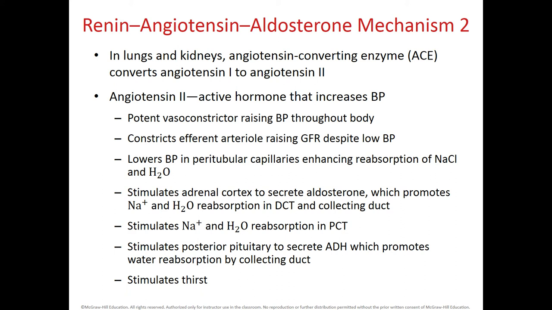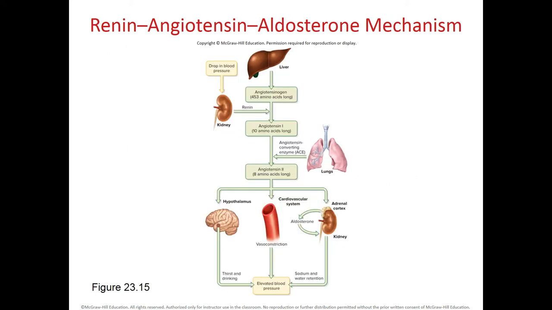This hormone also is going to stimulate the posterior pituitary gland to secrete ADH, so you can promote water reabsorption by stimulating the collecting duct cells to absorb water, and also it's going to stimulate your thirst center in the hypothalamus so you can increase the ingestion of water. So this is how the renin angiotensin aldosterone mechanism works.